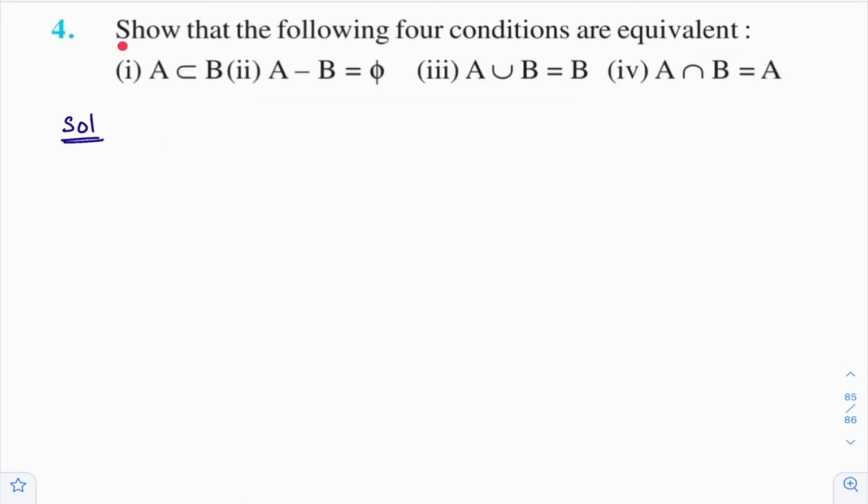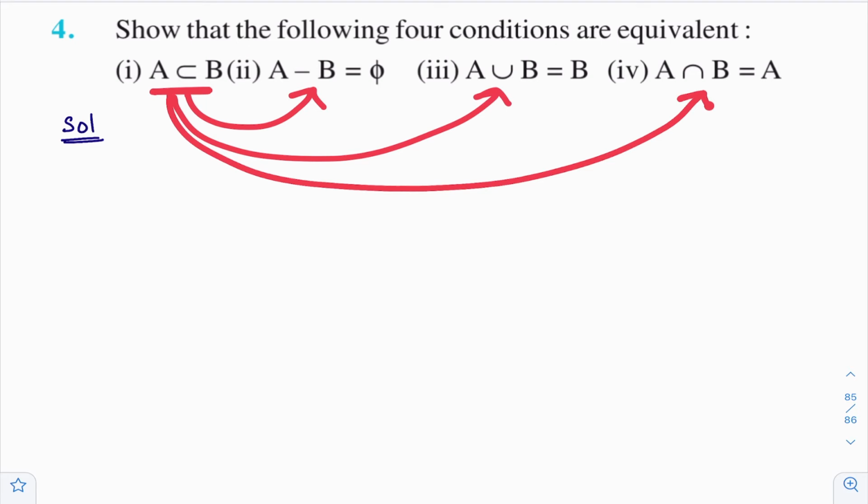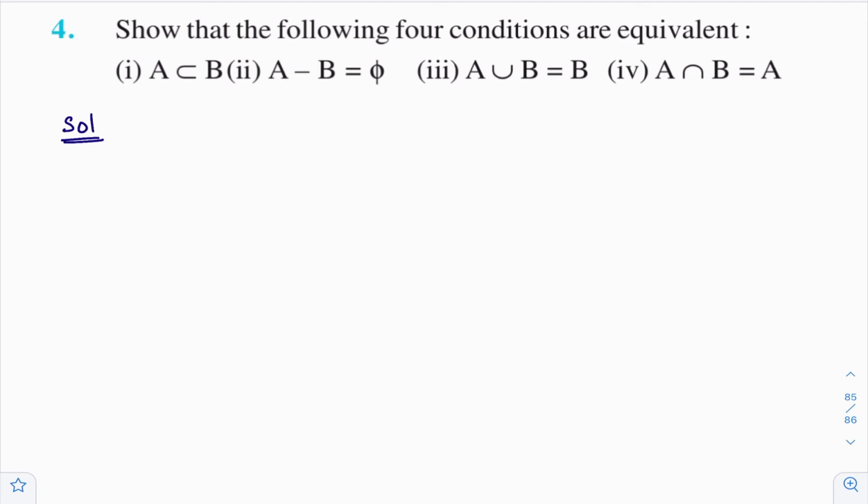Please observe this question number 4. Show that the following 4 conditions are equivalent. Here 4 things are given, they are all equivalent. That means when A is a subset of B, A minus B equal to empty set. When A is a subset of B, A union B equal to B. When A is a subset of B, A intersection B equal to A. Actually, all these are if and only if conditions.